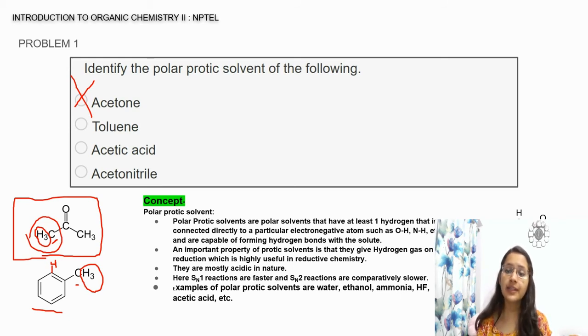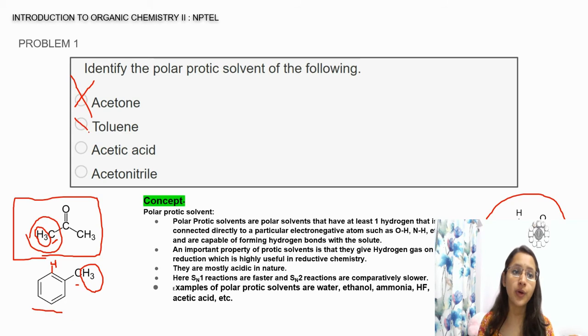Now coming to acetic acid. Here, these hydrogens are not acidic, but look at this OH. This proton is connected to an electronegative atom, that is oxygen, so it is providing acidity to this particular hydrogen. So it is termed a polar protic solvent because on dissociation it will give you a proton, right? So the answer will not be toluene, nor acetonitrile. The answer would be acetic acid. I hope you guys got the problem.